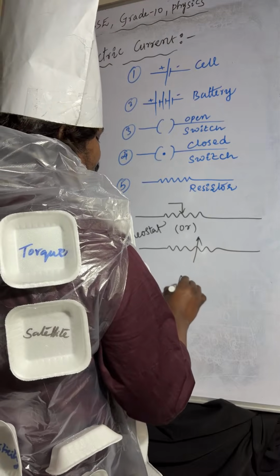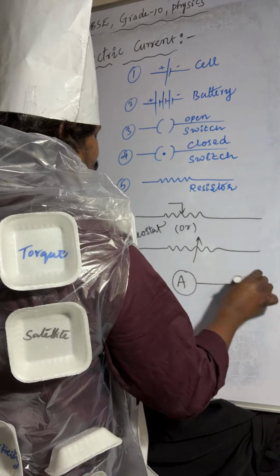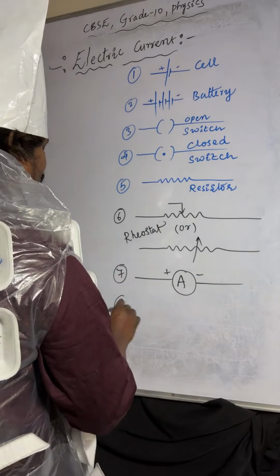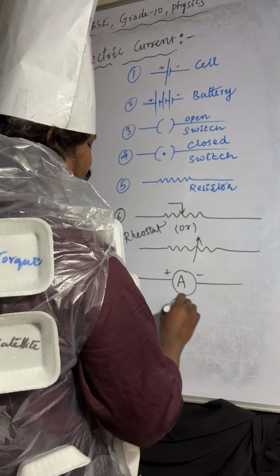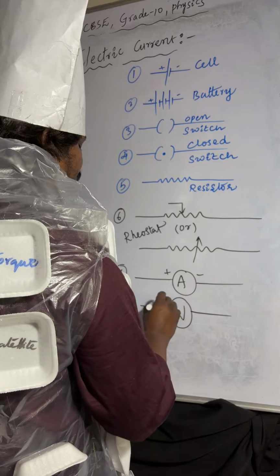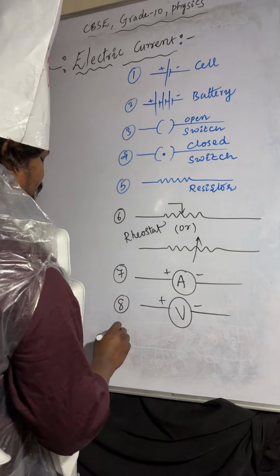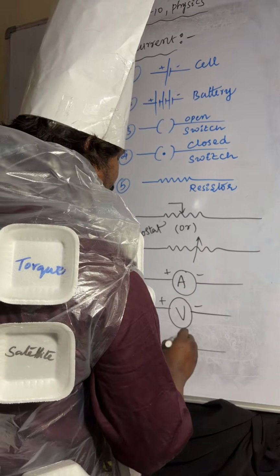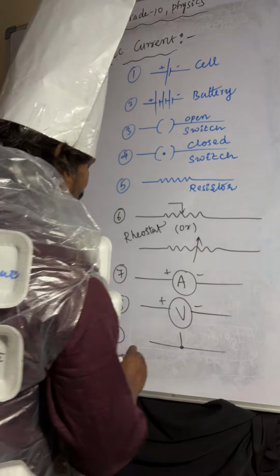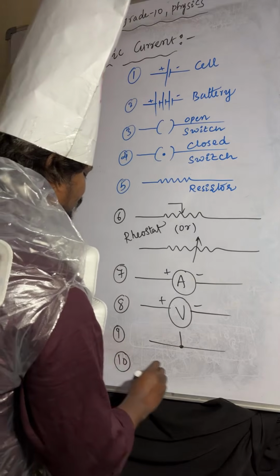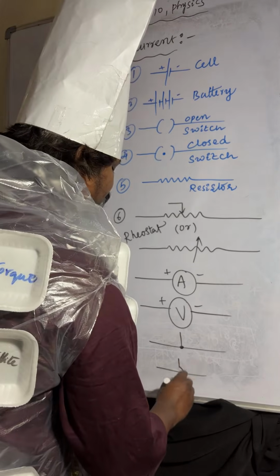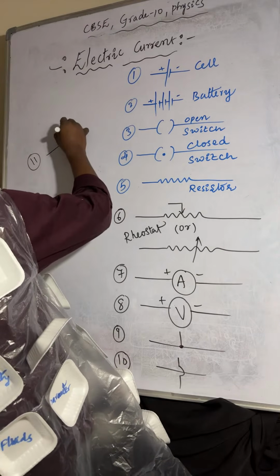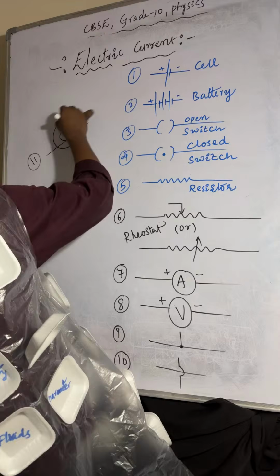Next one is ammeter. So positive terminal, negative terminal. Next one, voltmeter. Voltmeter is a device which is used to measure the potential difference. And the next one is wire joining. This is a wire joining. And 10th one is wire crossing. And 11th one is bulb. Okay, so this is the symbol for bulb.